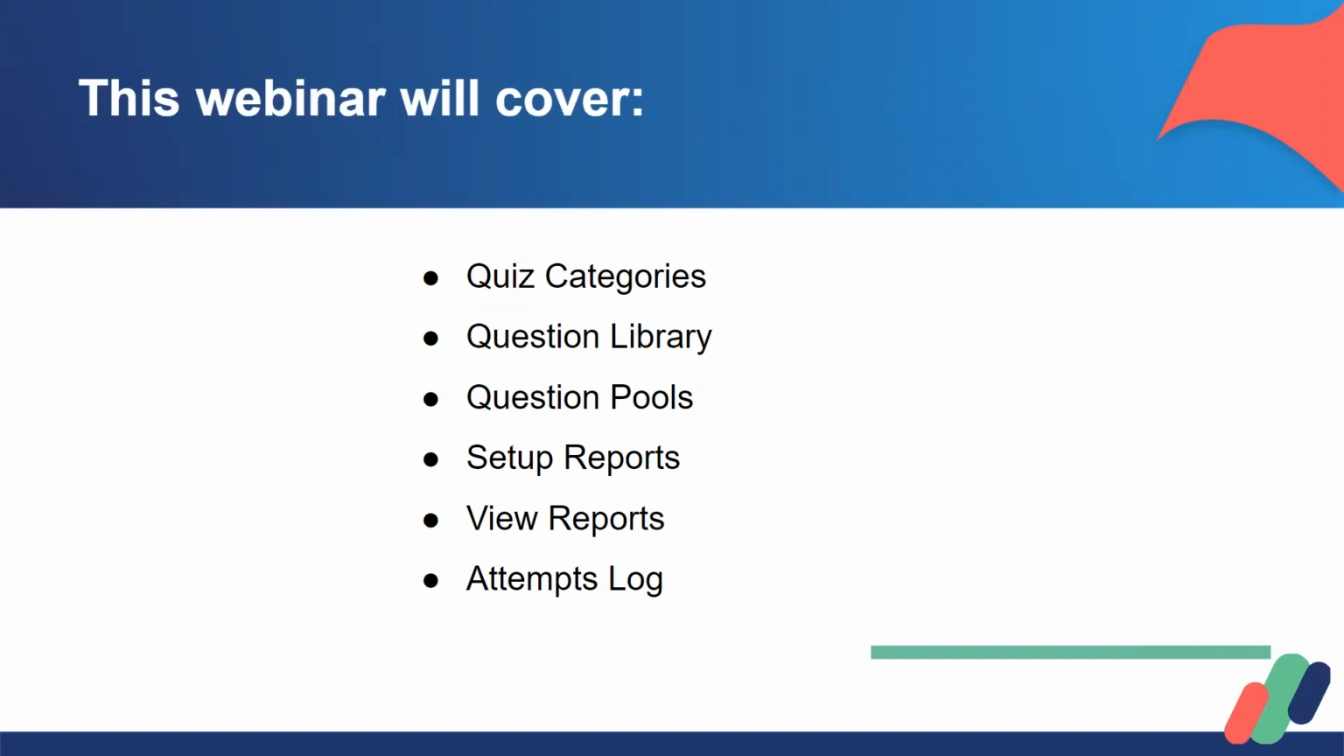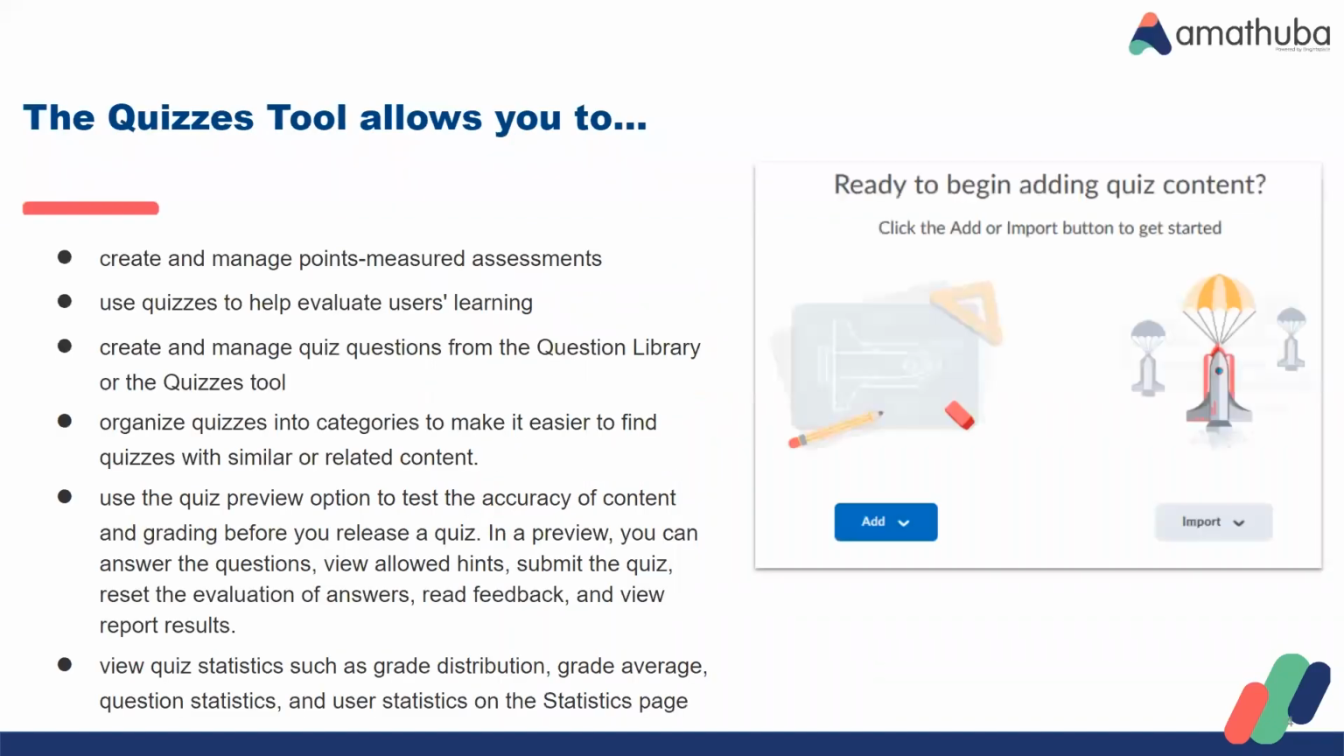So today we're going to be taking a look at quiz categories, question libraries, question pools, and how to set up a report, view a report, and also take a look at the attempts log. So as I mentioned, this is additional stuff that we're going to be looking at in relation to quizzes, and it's a follow-on from part 1.